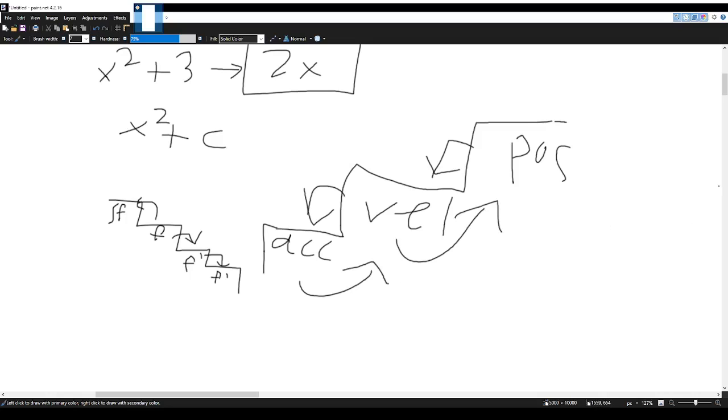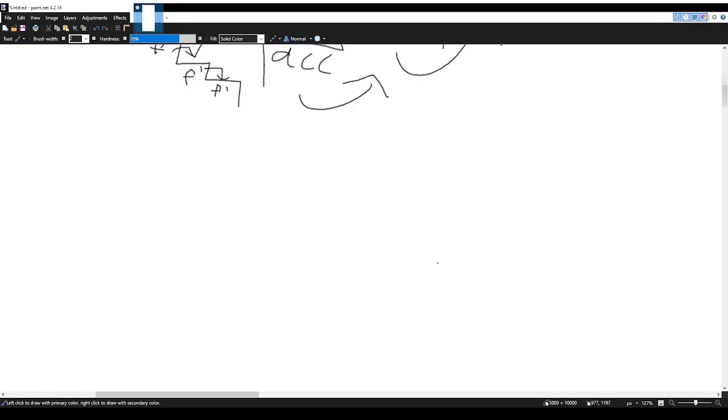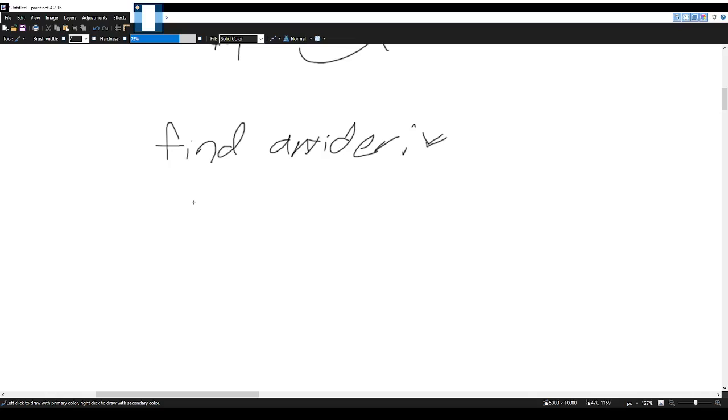So let's do a practice problem. I have one pulled up here. So find the antiderivative of this: 3 over x minus 2 over x squared.